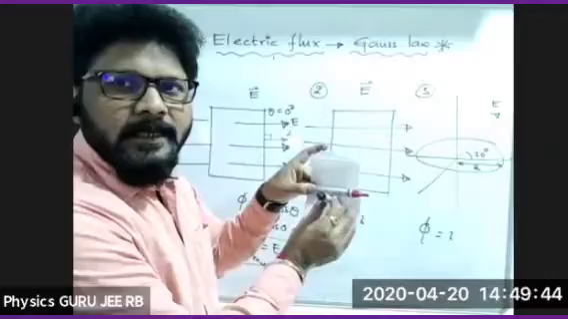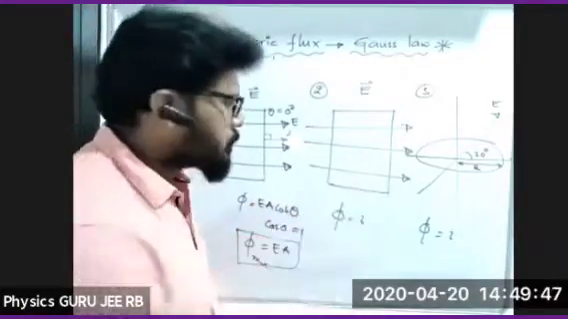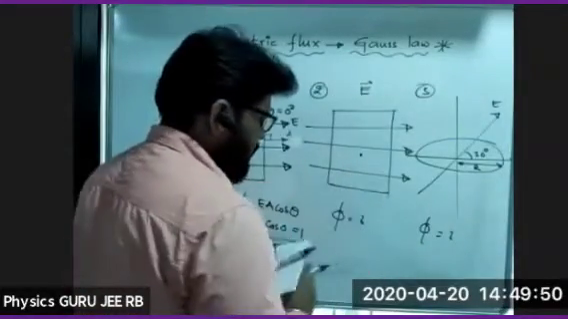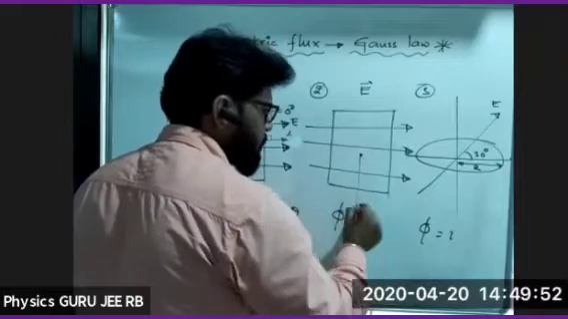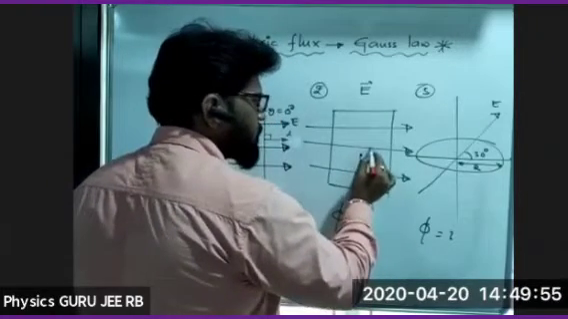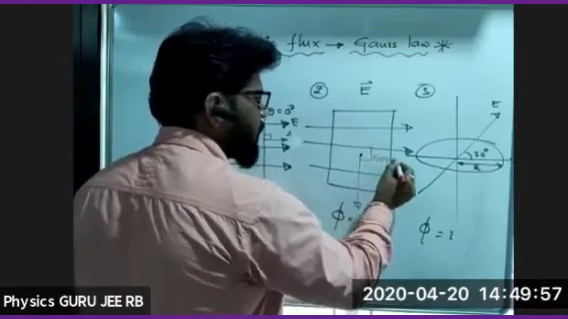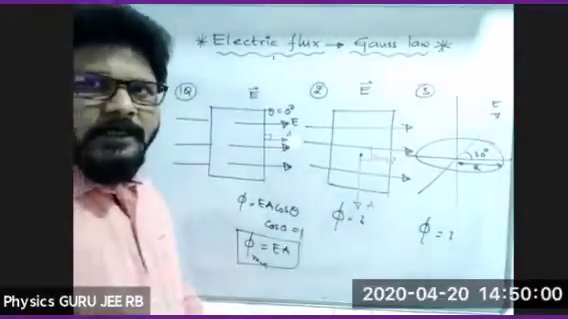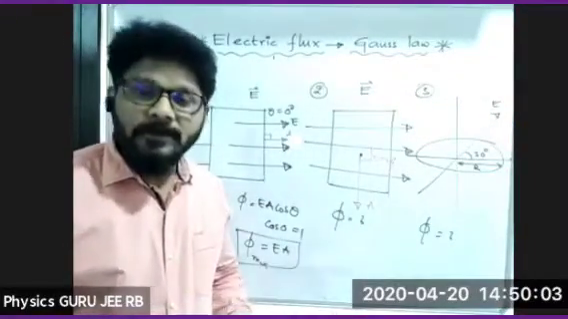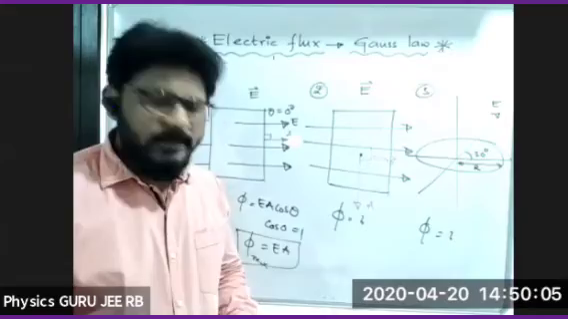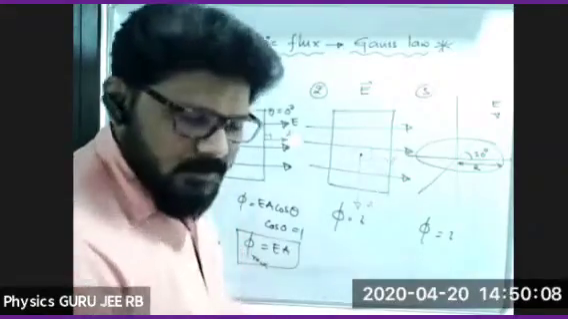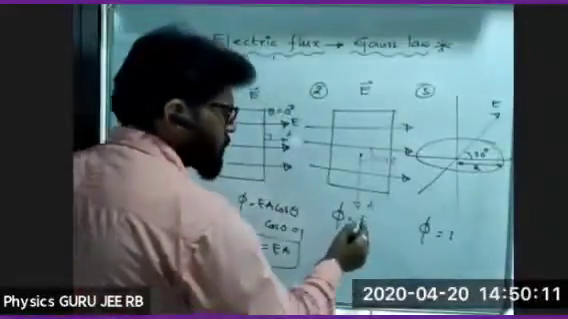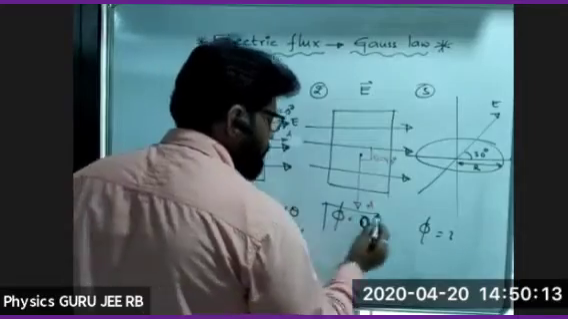What is the angle between the lines and the area? 90 degrees. So here if I take the direction, it looks like this is nothing but A, making an angle theta equal to 90 degrees. When theta is equal to 90 degrees, cos 90 is how much? Cos 90 is 0. Then the flux will become 0. Is it clear? The flux is 0.